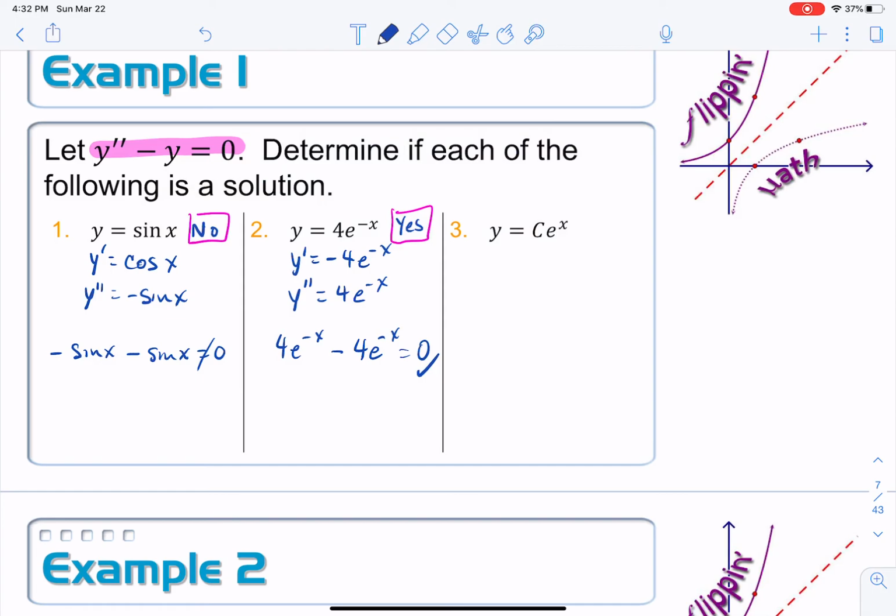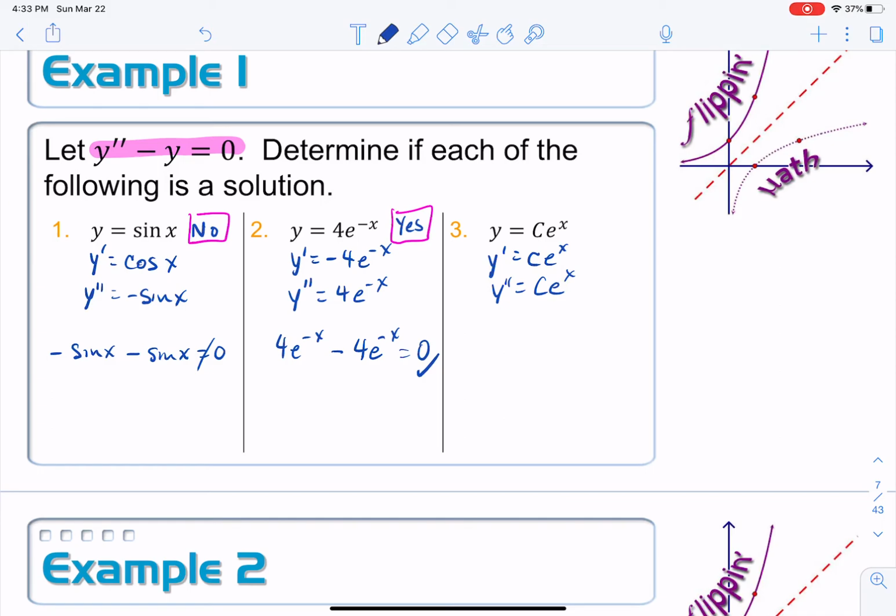All right, let's look at the last one. y = c e^x. The c in this case is some sort of constant. It could be 2, 17, pi, whatever. y' = c e^x. y'' = c e^x.